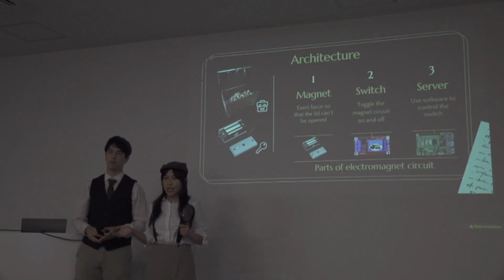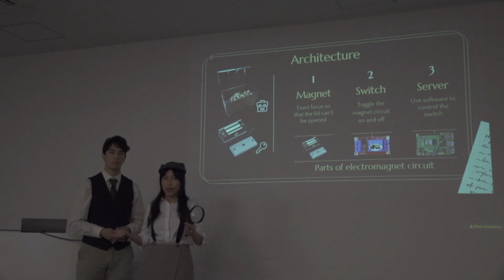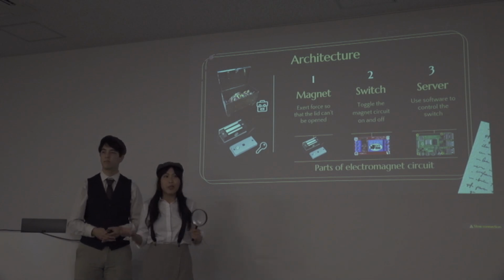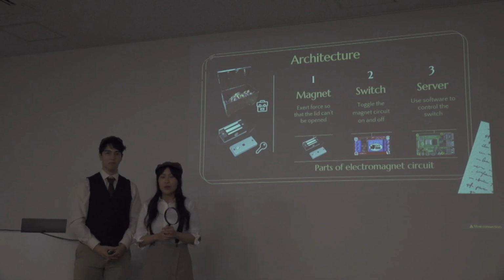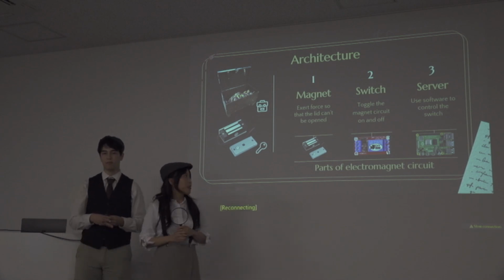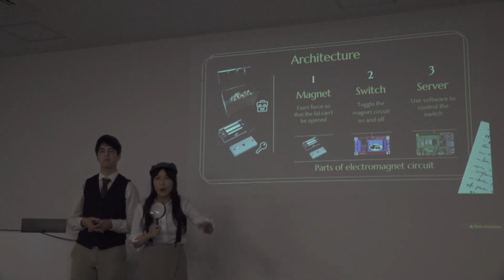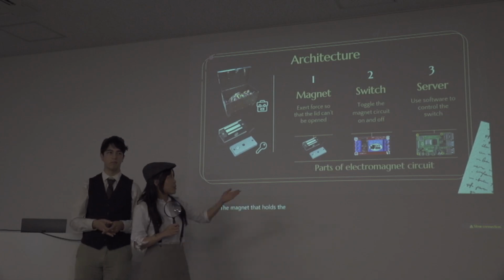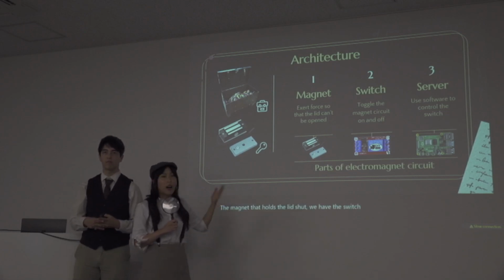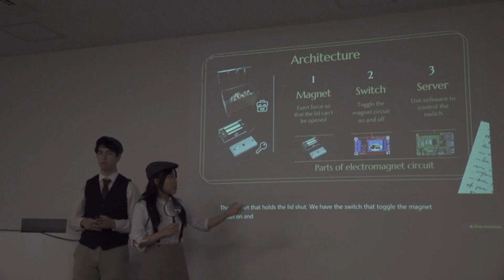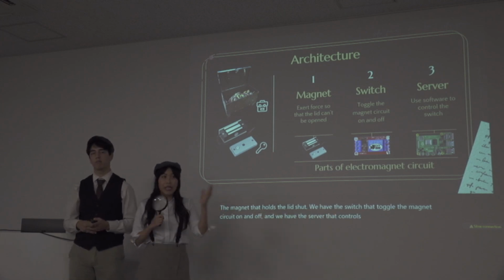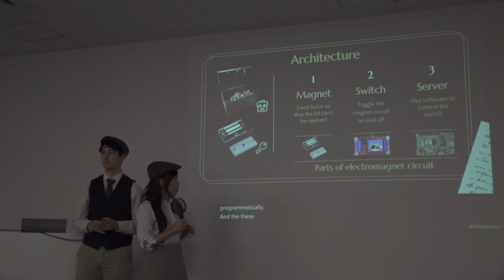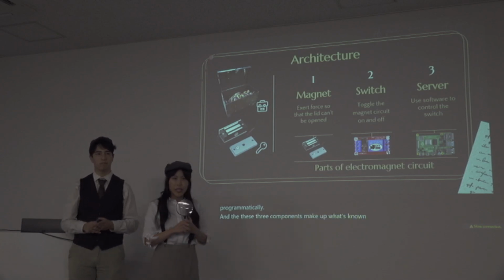Before this project, we actually had zero experience creating our own hardware. But we found out just how simple it was. There was no soldering involved, and there are only 3 components you should be aware of. We have the magnet that holds the lid shut, we have the switch that toggles the magnet circuit on and off, and we have the server that controls the switch programmatically. And these 3 components make up what's known as the electromagnet circuit.